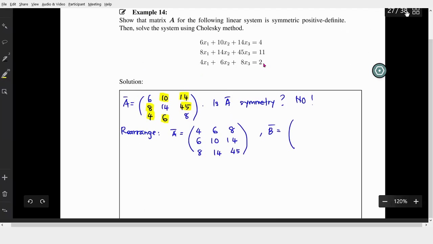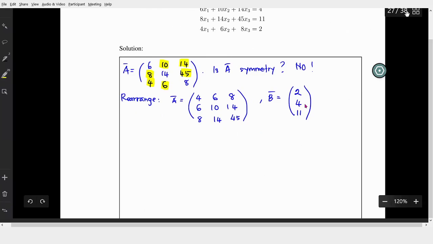So 4, 6, 8 at the first row. So the first B is 2. And then 6, 10, 14, so the corresponding B should be 4 and then 11. So you might want to highlight that part, B especially, because sometimes it gets overlooked. Alright. So now you have symmetry.